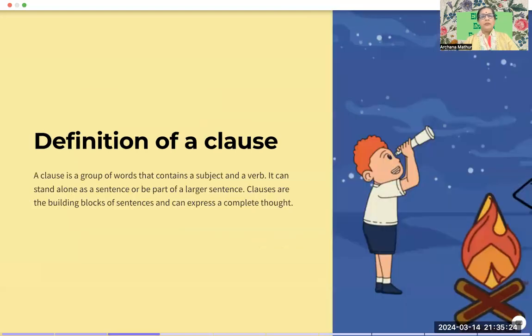Definition of a clause, I've already discussed, but formally, a clause is a group of words that contains a subject and a verb. It can stand alone as a sentence or be a part of a larger sentence. So clauses are building blocks of sentences, and they can express a complete thought. Like I said, the sun rises. Yes, we all know that. There's nothing wrong with it. So it's a clause and it can stand alone. It makes sense on its own, but it can be a dependent clause or an independent clause that I'm going to discuss now.